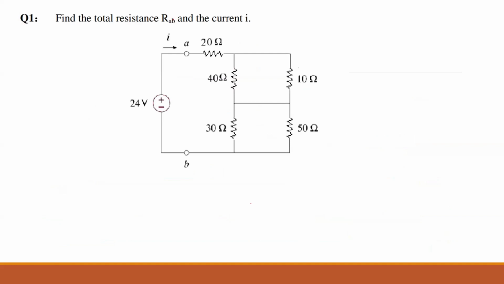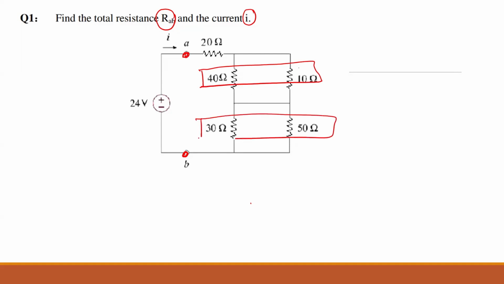Find the total resistance across AB and the current I. AB is this. So we need to simplify this circuit. So when we are simplifying, how do we simplify? We look at parallel and series connection. So do we see any straight away? Do you see any two resistors in parallel? The 40 and the 10 and the 30 and the 50. Yes, these two in parallel and these two in parallel as well.